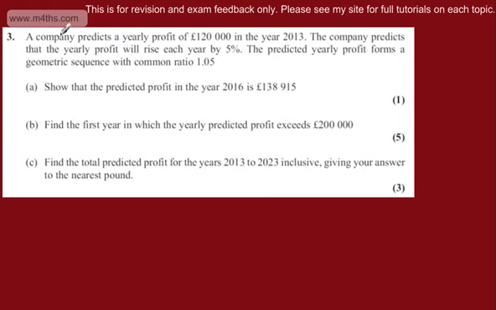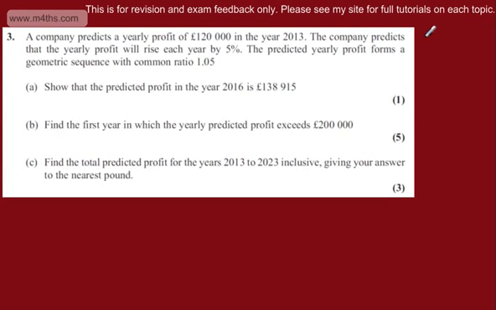In question 3, we're told a company predicts a yearly profit of £120,000 in the year 2013. The company predicts that the yearly profit will rise each year by 5%. The predicted yearly profit forms a geometric sequence with common ratio 1.05. In part A, we need to show that the predicted profit in the year 2016 is £138,915. The question carries 1 mark.